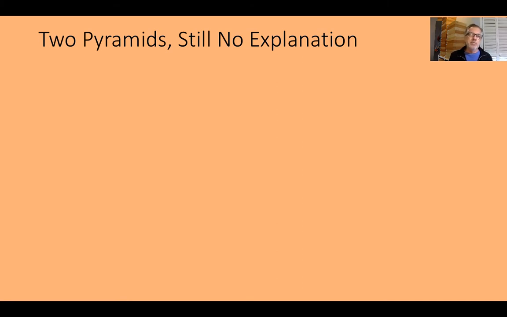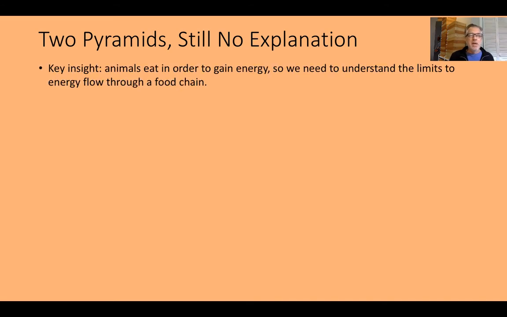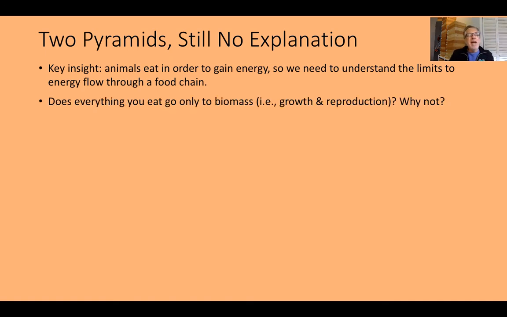We have no explanation. We're feeling like we're not very good biologists here. The key insight to resolving this is to think about that animals are eating food primarily to gain energy. So we need to understand what animals do with the energy and what limits the energy flow through a food chain. So let's think about that. Does everything you eat go only to biomass, and that would mean growth and reproduction? Does everything that you all eat in your daily life go to children and you getting fatter? No, you know that's true. Why not? If I gave you some time, you'd probably come up with a list.